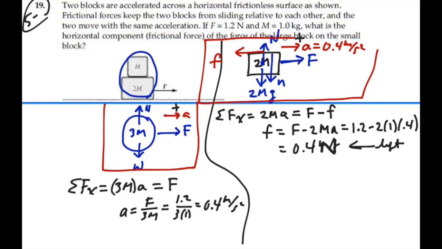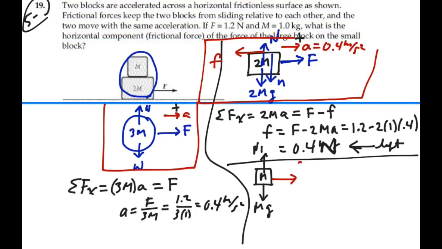Now we want to find the force of the large block on the small block. Well, we know from Newton's third law it should be equal and opposite. So it should be 0.4 newtons to the right. But if we were to prove that, we could do a free body diagram of the small block, and it has a mass m, and it's got weight equal to mg, and it's got a normal force, called N1, and it's only got one force horizontally, and that actually is going to be this frictional force that is pulling it to the right. That's the frictional force between the two blocks, and it's pulling this block to the right with an acceleration equal to 0.4 meters per second squared.